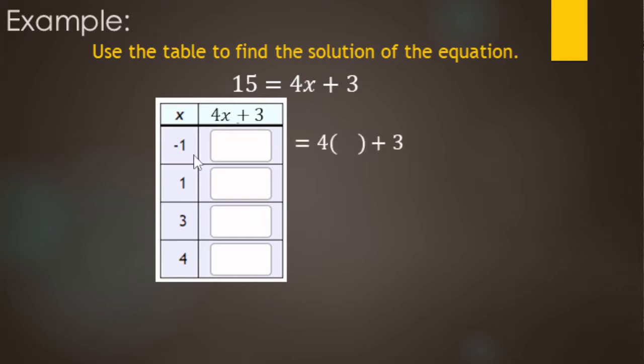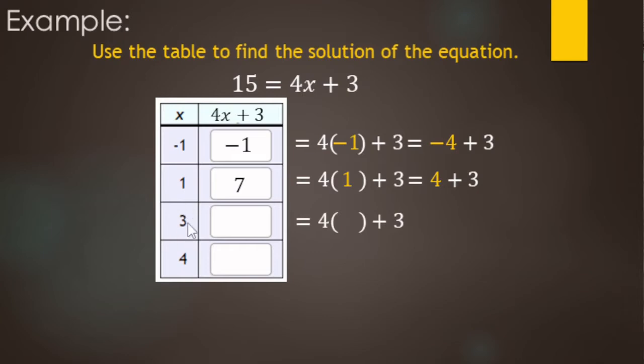So we're going to take this value of -1 for the x and put it in for x. There we go. And that's going to be a -1, so 4 times -1 makes -4, and then plus 3 makes -1. Next up, we're going to use a 1 here. We're going to replace the x with a 1, so now we have 4 times 1 makes +4, plus 3 makes 7.